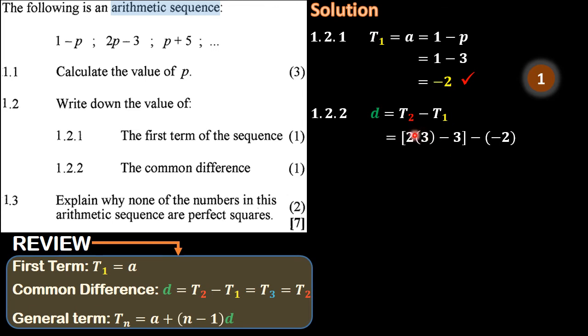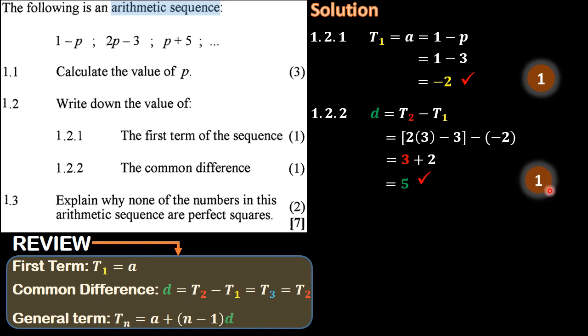And surely 2 multiplied by 3 is 6. 6 minus 3 is 3. Negative and negative is positive. 3 plus 2 is what you'll actually get, and that will give you 5. Therefore, the difference between any 2 consecutive terms in this arithmetic sequence will be 5. The common constant will be 5. Then you get your 1 mark there, which is very, very important.